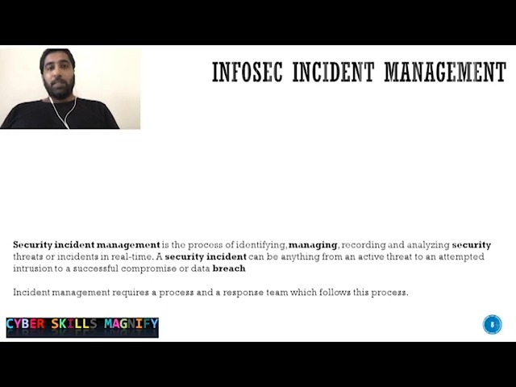Security incident management. This is a process of identifying, managing, recording, and analyzing security threats or incidents in real time. A security incident can be anything from an active threat to an attempted intrusion to a successful compromise or data breach. Incident management requires a process and a response team which follows this process. So this is the process that I will be explaining in the coming slides.